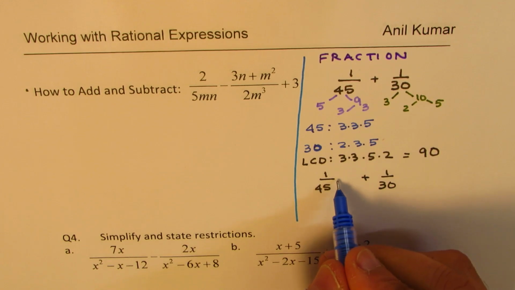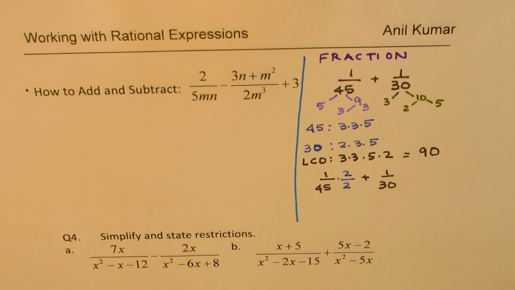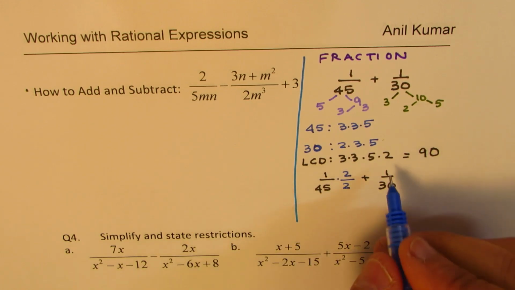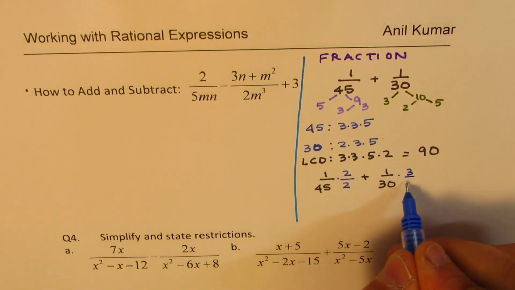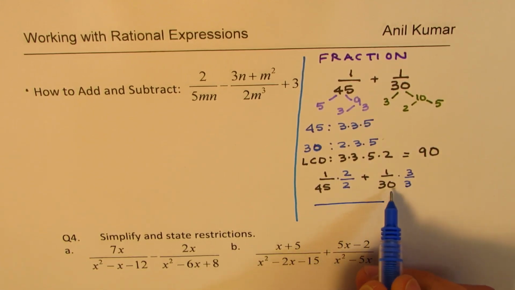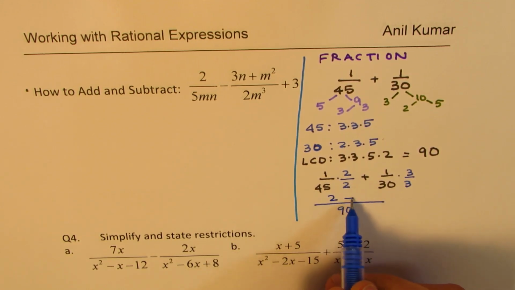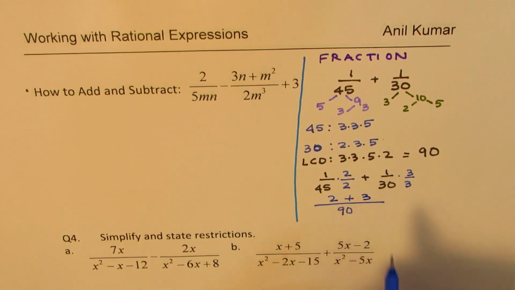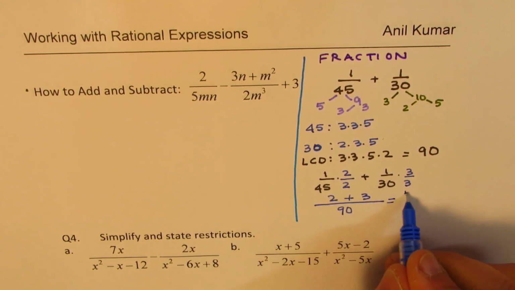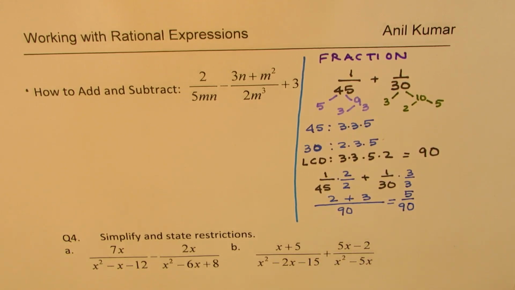We could do that by multiplying 45 by 2. I have to multiply the numerator also by 2, right, to make it the same thing. Multiplying and dividing by the same number is as good as multiplying by 1. And in this case, for 30, I have to multiply and divide by 3. So once I do that, I get a common denominator of 90. In the numerator for 45, I get 2. And for 30 in the numerator, I get 3. When we add them, we get 5 over 90. So we have actually added them.